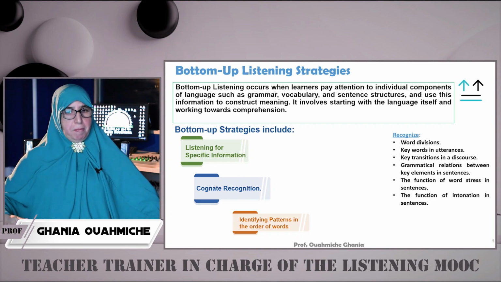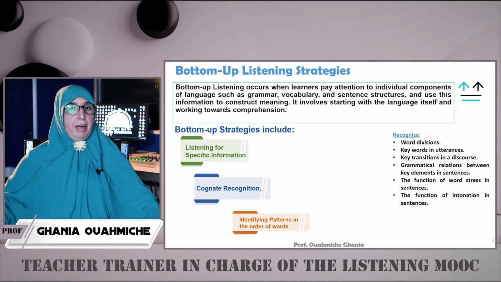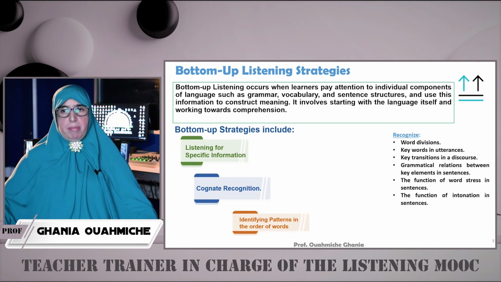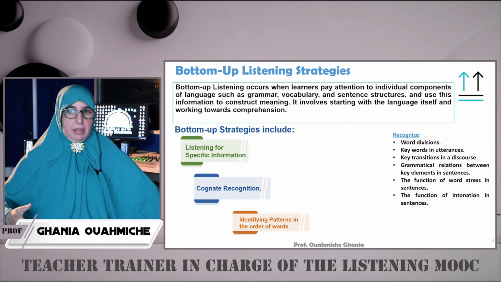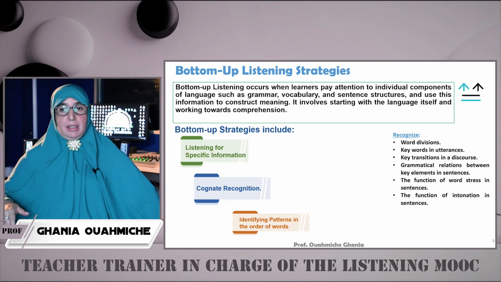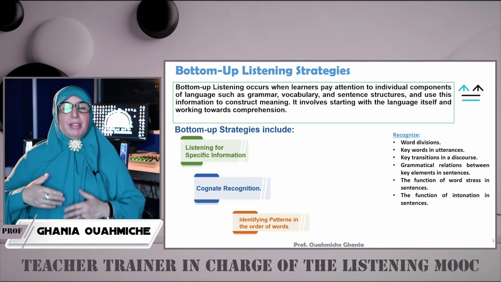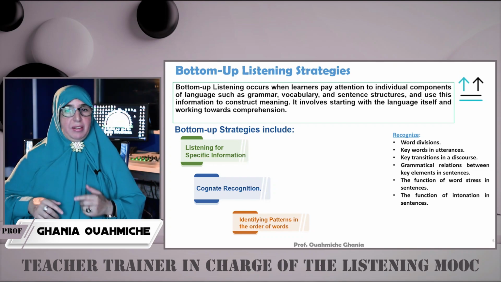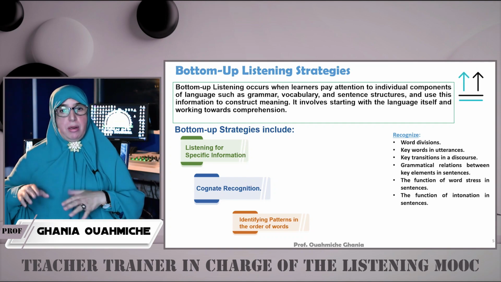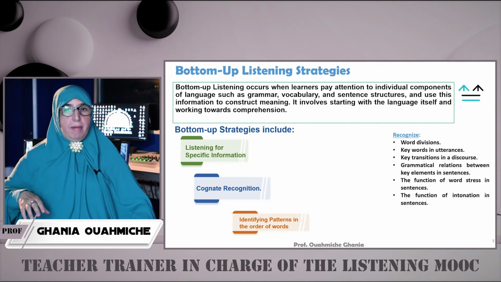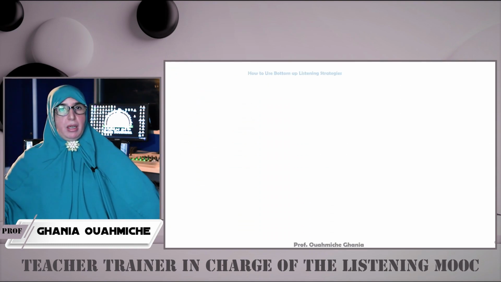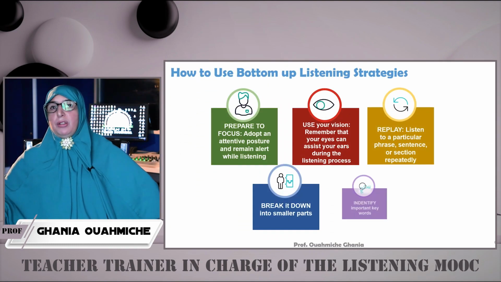Cognitive recognition as well. Identifying patterns in the order of words are bottom-up strategies. Recognition, for example, concerns word divisions, keywords in utterances, key transitions in a discourse, grammatical relations also between key elements in sentences, the function of word stress in sentences, and the function of intonation in sentences. Now, in English, stress, rhythm, and intonation play a paramount role in conveying meanings. How to use bottom-up listening strategies.